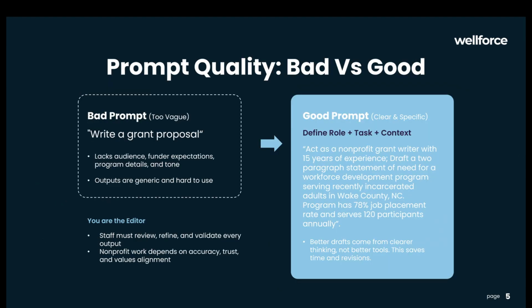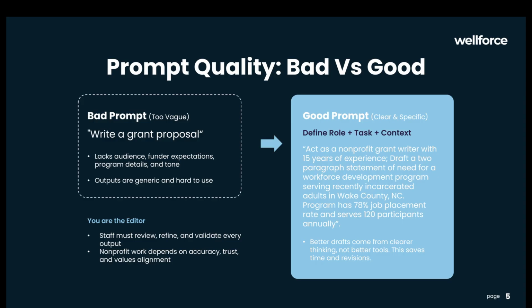So here on the left is a bad prompt. Pretty simple. Write a grant proposal. That's like telling a new employee, do the new grants, and walk away. Not that they don't know what grants you're talking about. There's no context. Now let's take a look at the one on the right.